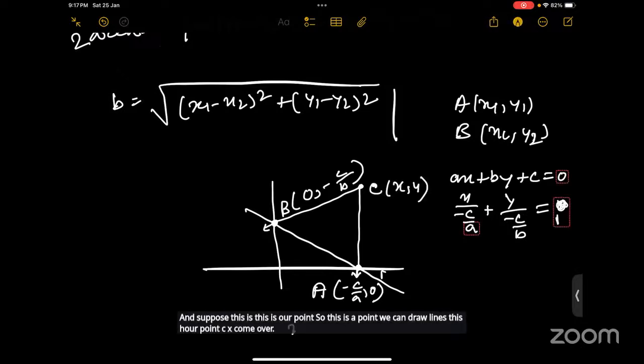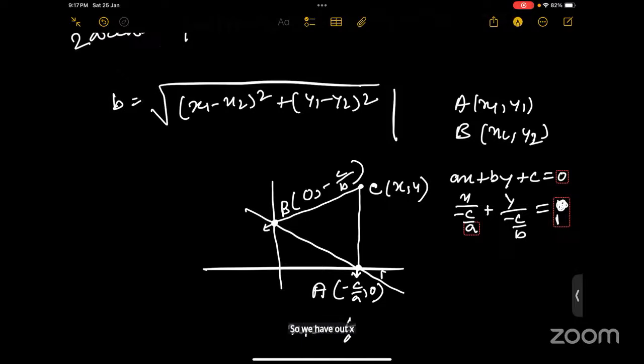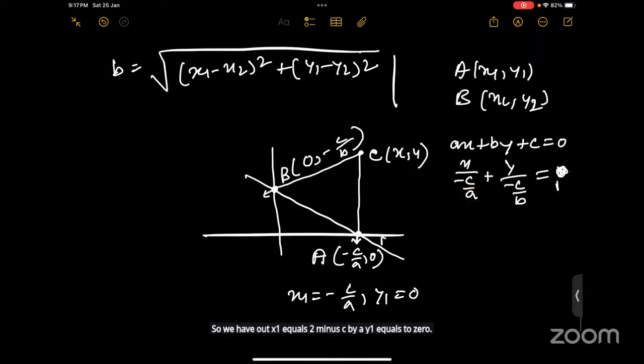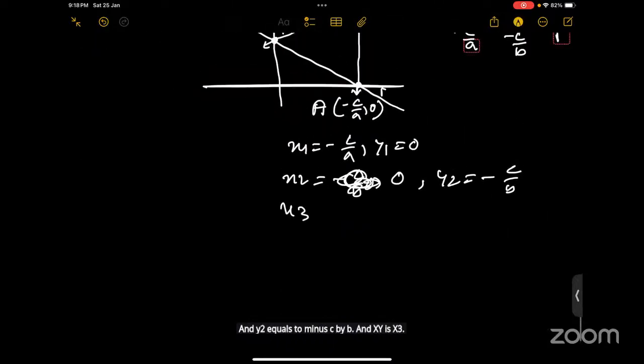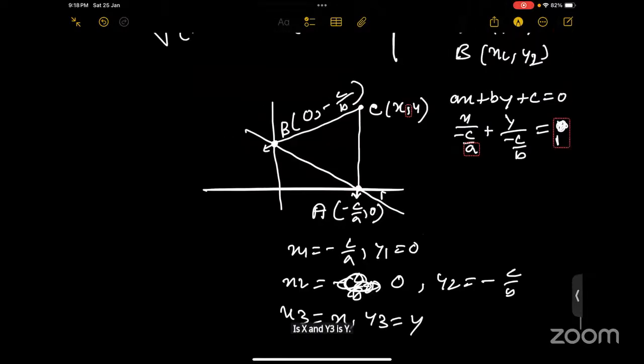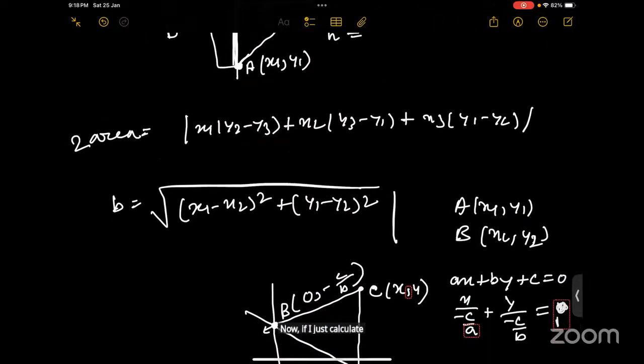So we have our x1 equals minus c by a, y1 equals 0, and x2 equals 0, and y2 equals minus c by b. And x3 is x and y3 is y. Now if I just calculate the area, what we will get?